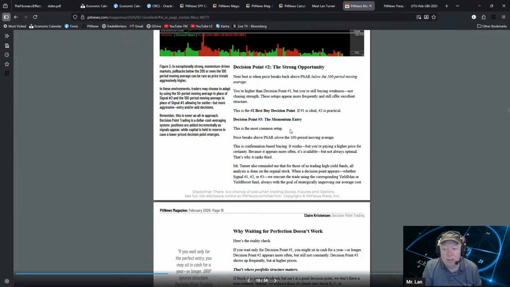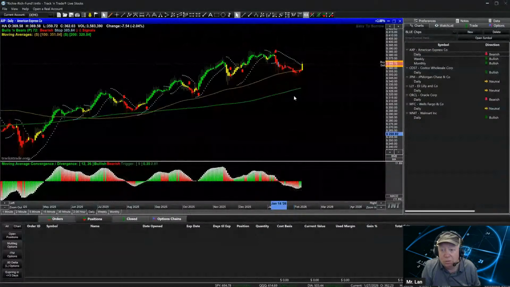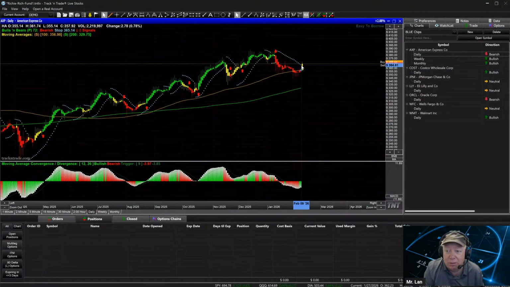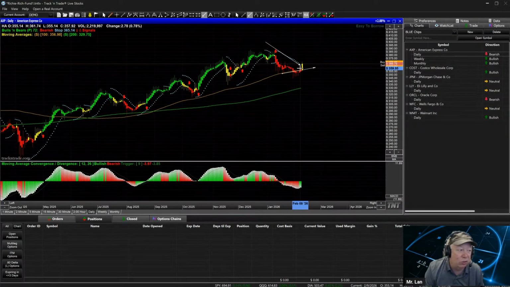All right. So when we go over to decision point 3, this would probably be considered a decision point 3. It's a blue light crossover, and it's above the 100 period moving average. So it's still way up here. Not real thrilled about getting into that one. It's just a momentum move. If it came down into the 2 down here, we'd be a little more likely to want to add a little bit in.